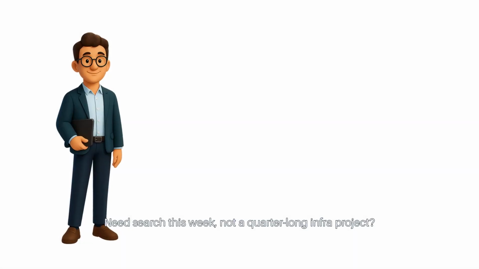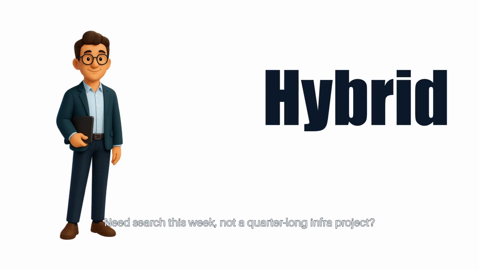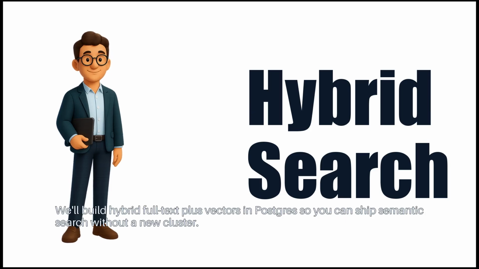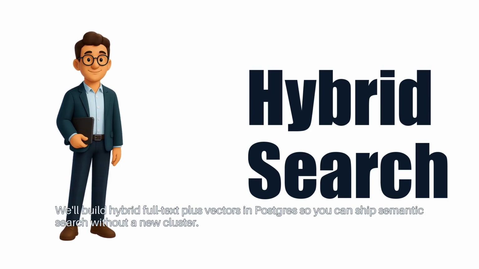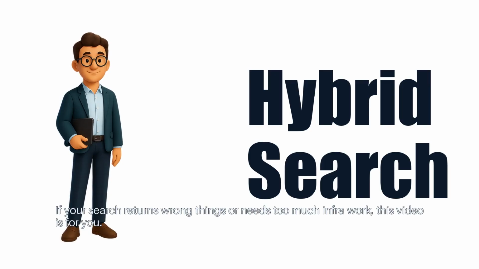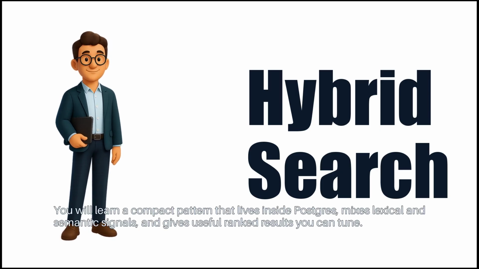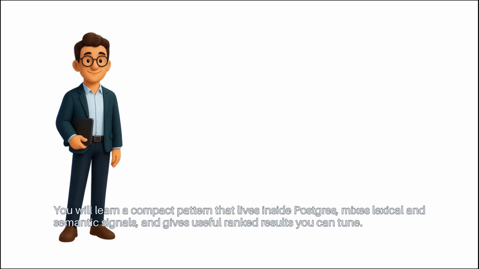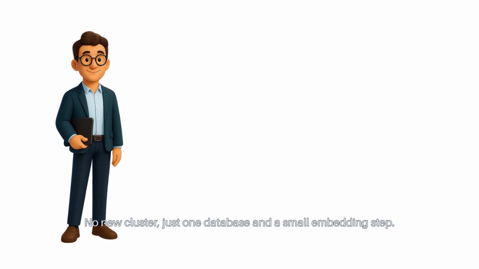Need search this week? Not a quarter-long info project? We'll build hybrid full-text plus vectors in Postgres, so you can ship semantic search without a new cluster. If your search returns wrong things or needs too much info work, this video is for you. You will learn a compact pattern that lives inside Postgres, mixes lexical and semantic signals, and gives useful, ranked results you can tune. No new cluster, just one database and a small embedding step.